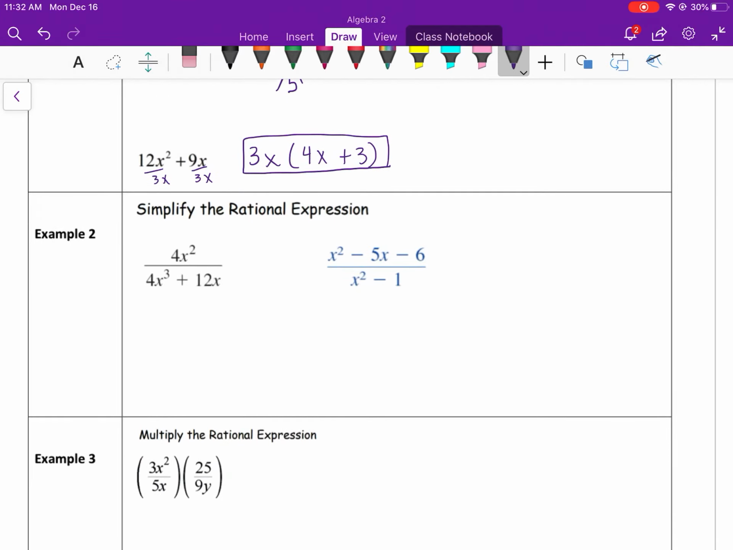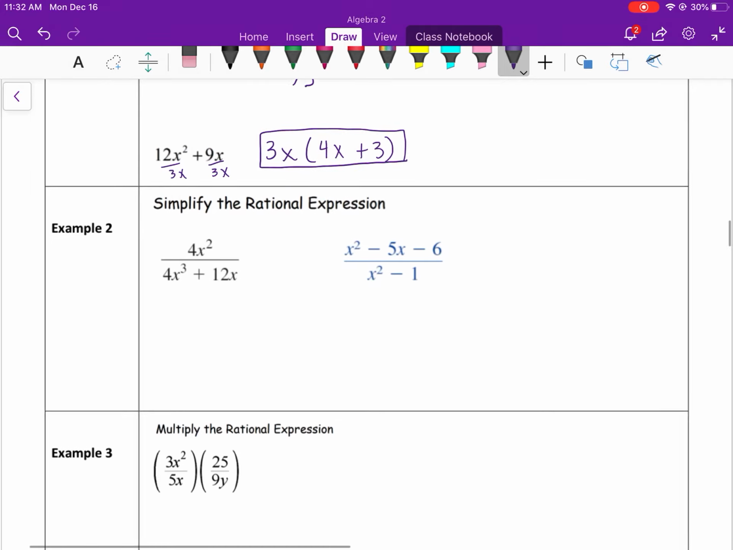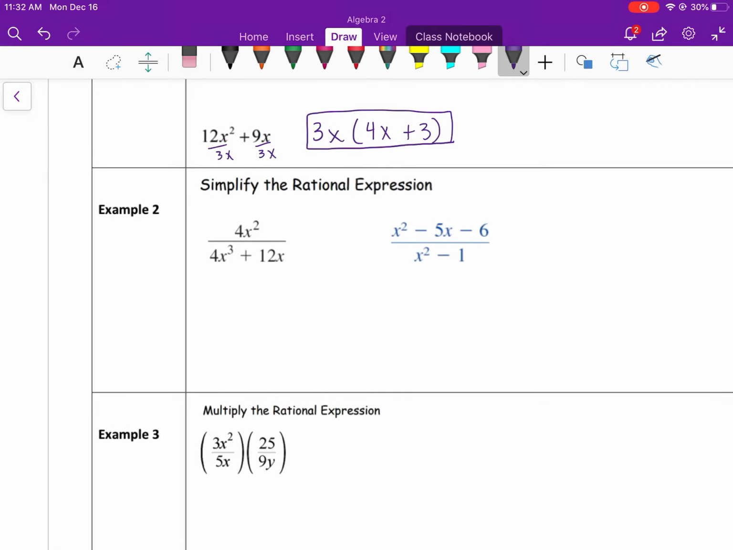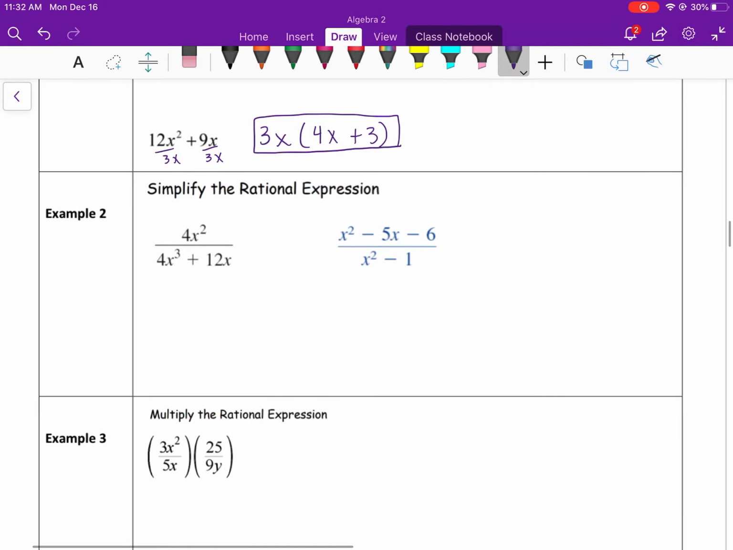All right, in the second one, this is a review from 6.2c, I think it was, or A. So you can take out in the bottom, you can take out a 4x from both terms. And then you're left with an x squared plus 12x divided by 4x is 3.